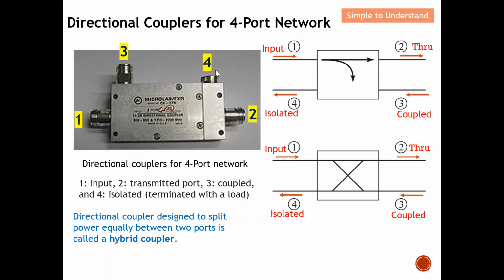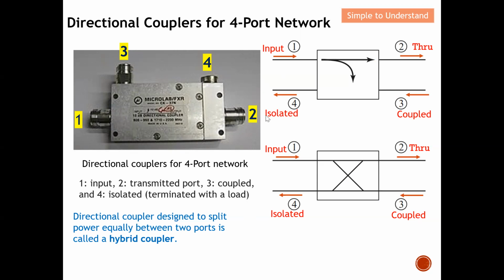As for port number 4, it will be known as the isolated port, which means that technically no power should be able to reach this port over here. So therefore, this is known as isolation. And in order to do this, typically they will terminate it with a load. So in short, this is where the source of power comes in over here. The majority of the power should reach port 2, but some of it will couple over to port 3, which is known as the coupled port. And technically none of the power should be able to reach port 4. This can happen when we terminate port 4 with a load.